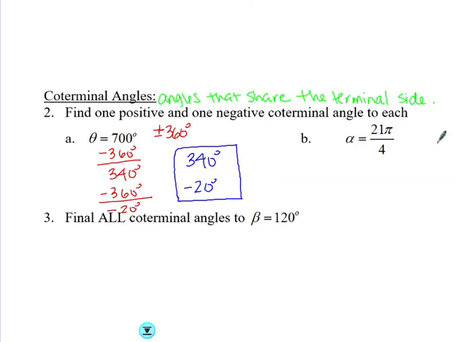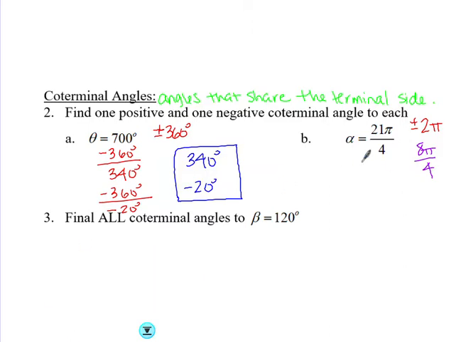For part B, we are given that alpha is 21 pi over 4. Since this is in radians, to find coterminal angles, we want to add or subtract 2 pi. As we saw earlier, 2 pi is the same as 8 pi over 4. So we need to add or subtract 8 pi over 4.